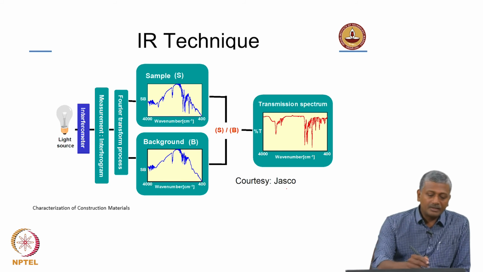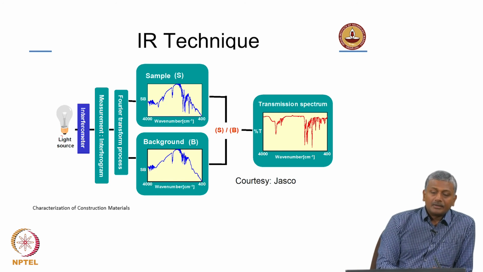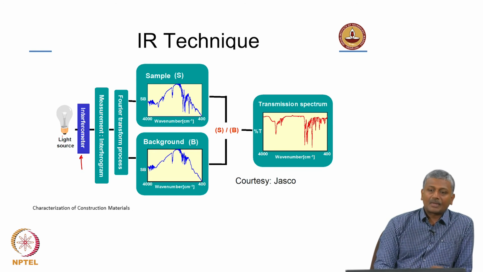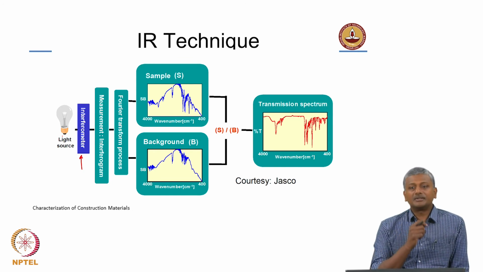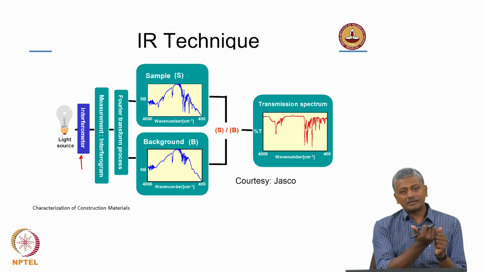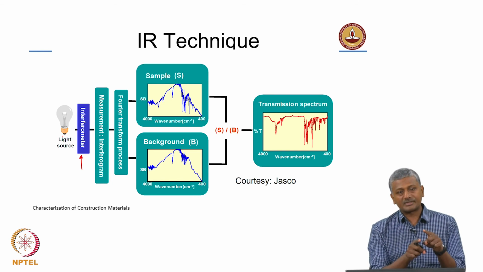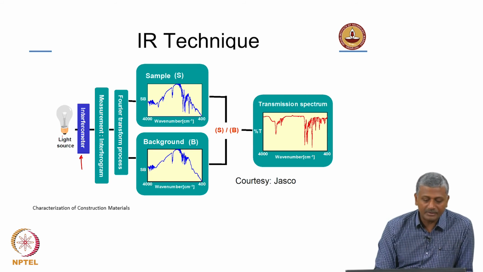So, again you have the light source. This light then passes through an instrument called the interferometer. The interferometer essentially brings out light rays that are either completely in phase or out of phase based on the movement of some mirrors which are inside the interferometer. I will just come to that in just a minute.